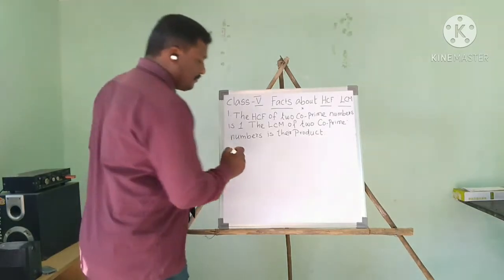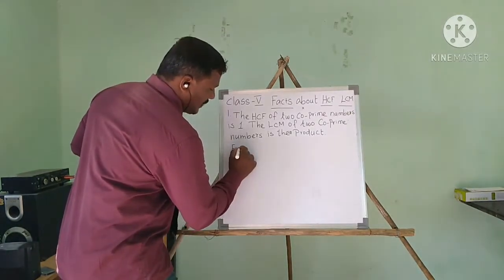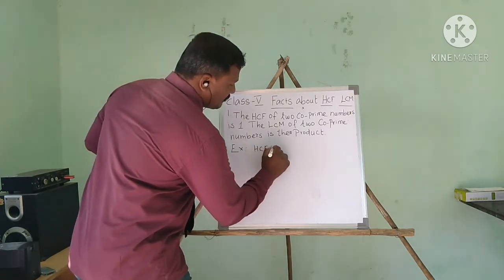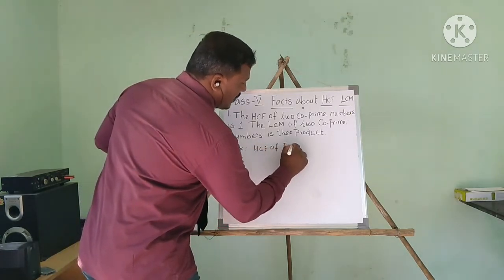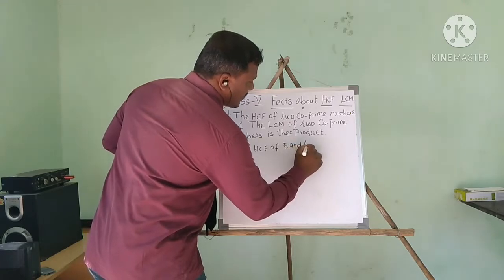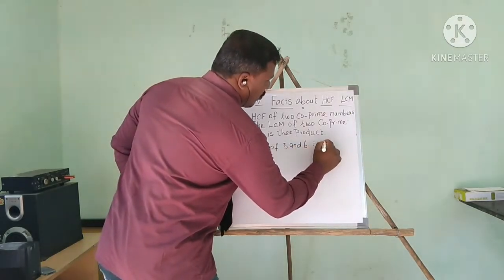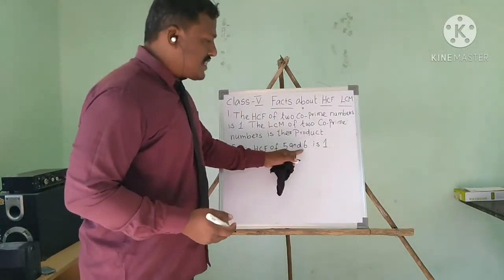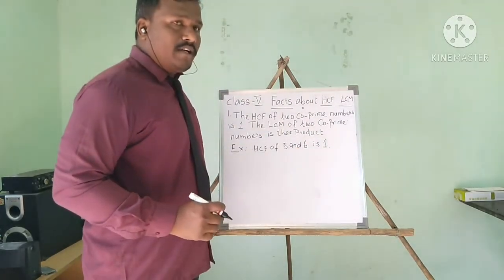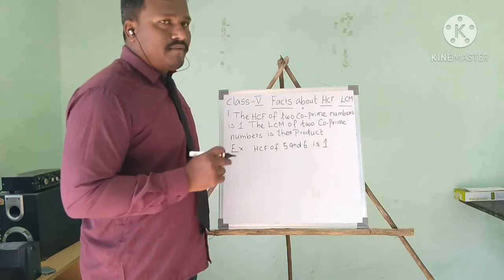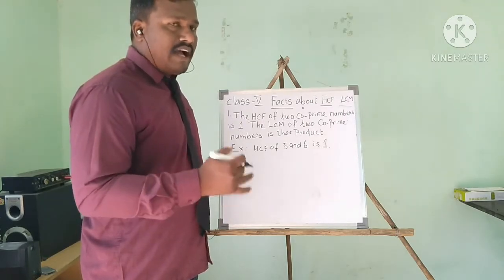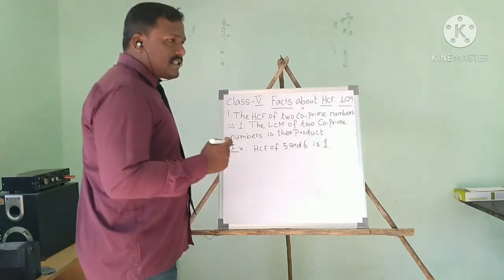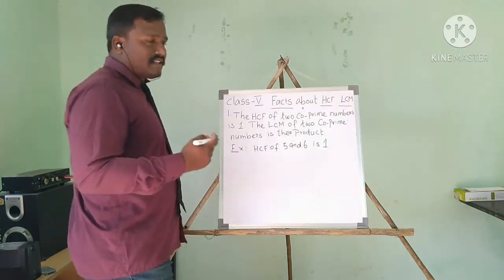The HCF of 5 and 6 is 1. How? You know very well how to find HCF. First we have to find the factors and choose the common factors. Then the highest of the common factors is the HCF.